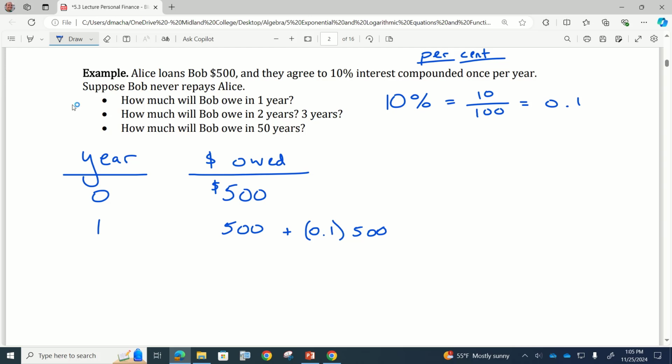And that means that at year number 1, Bob owes Alice. And you know, you can always factor out the 500 too. I want to point this out, it'll be useful later. This would be 500 times 1 plus 0.1. It would be 500 times 1.1, and that's 550.